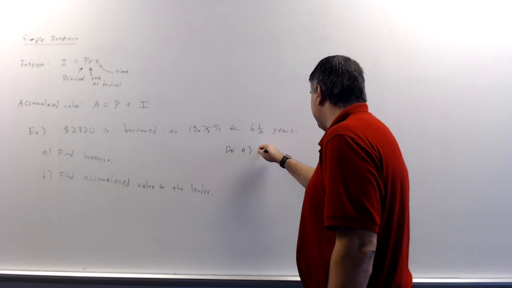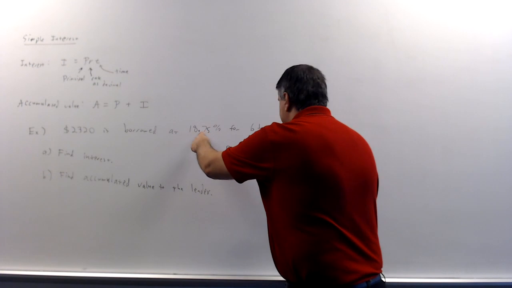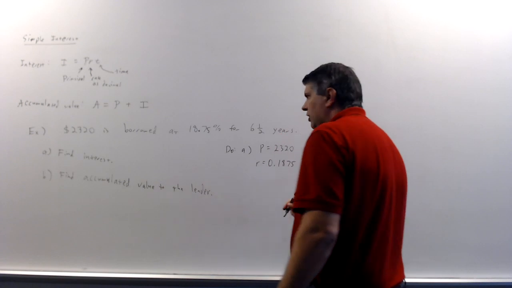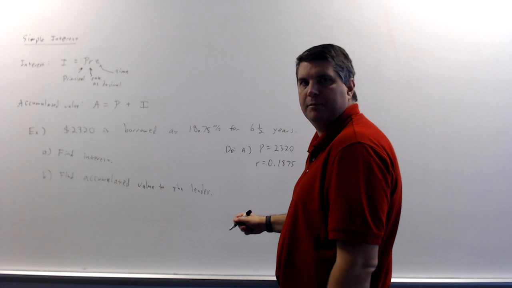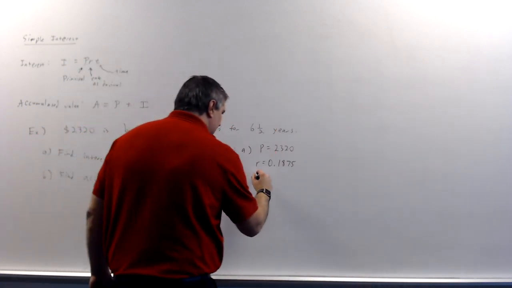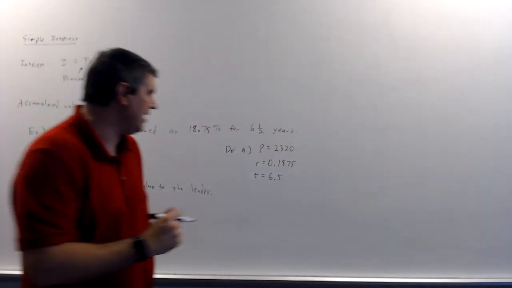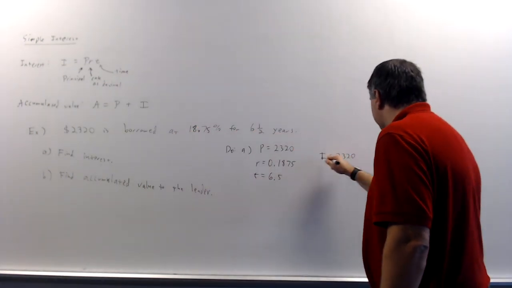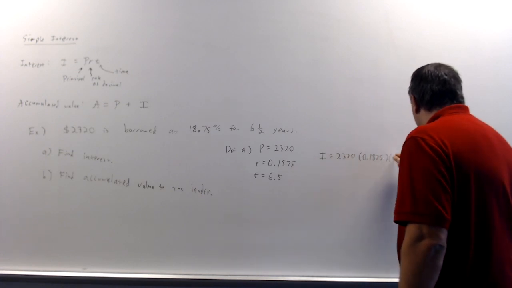Okay? P is 2320. R is 0.1875. If you don't remember how to do this from school, just take the percent form and divide by 100. Okay? And T is 6.5. 6.5 years is 6.5. So I equals 2320 times 0.1875 times 6.5.